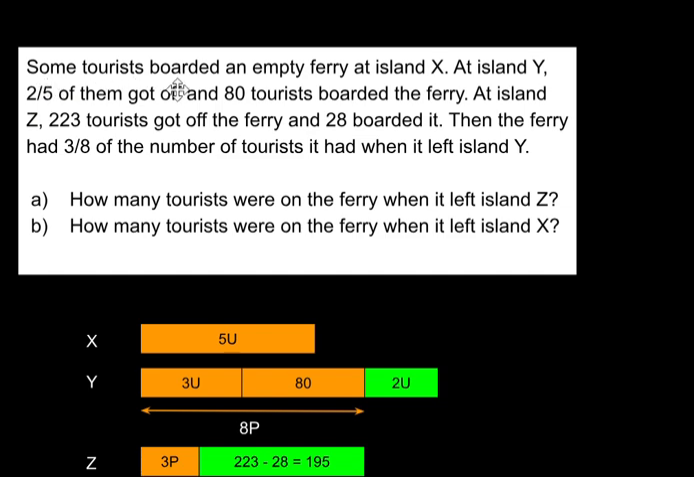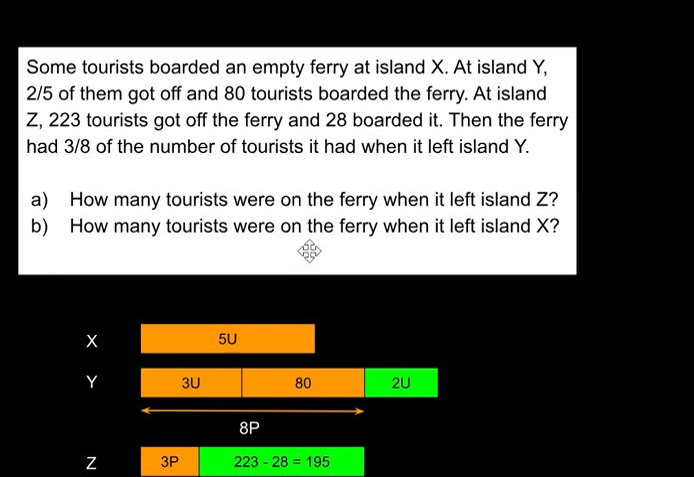Some tourists boarded an empty ferry at island X. At island Y, 2/5 of them got off and 80 tourists boarded the ferry. At island Z, 223 tourists got off the ferry and 28 boarded it. Then the ferry has 3/8 of the number of tourists it had when it left island Y. Question: how many tourists were on the ferry when it left island Z? And how many tourists were on the ferry when it left island X?